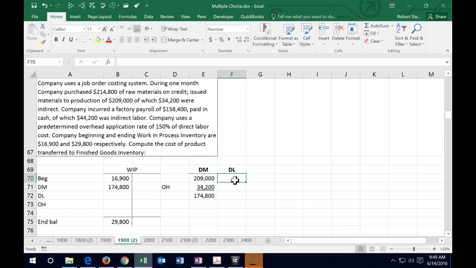Okay, so next thing we have is payroll of 158.4. And then it says that of that, 44,200 was indirect. So that's not direct. We can't apply 44,200 directly to a job. Therefore, I'm going to underline that. We're going to subtract that out. So that means the 158.4 total payroll minus the 44,200 we cannot apply to a job means that the 114,200 is the amount that we can apply to the job. And there we have that.